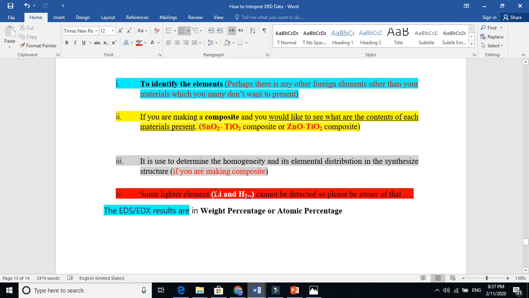Some lighter elements such as lithium or hydrogen cannot be detected, so please be aware of that. For example, if you are doing some analysis or synthesis and you do not want these materials to be present, EDX will not show some of them because of their very light nature. The results of EDX are given in weight percentage and atomic percentage.